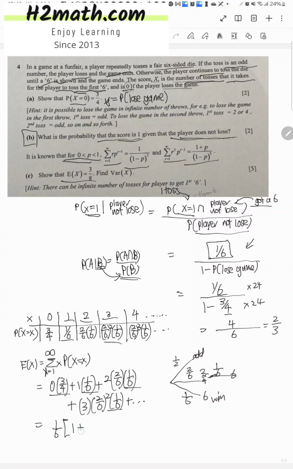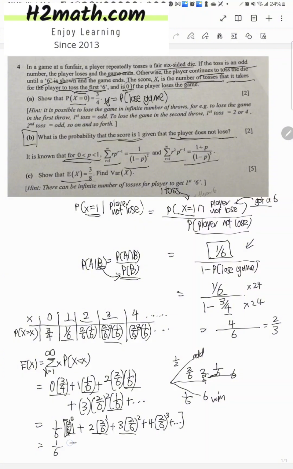Then the remaining terms are 1 plus 2 times 2 over 6, plus 3 times 2 over 6 squared, plus the next one will be 4 times 2 over 6 cubed. The pattern will continue on. If I were to write it in summation notation, this number I can also write as 1 times 2 over 6 to the power of 0, because anything to the power of 0 is 1. The reason I want to write it this way is so that it's consistent: 1, 2, 3, 4, then the power of 2 over 6 is 0, 1, 2, 3, and so forth.